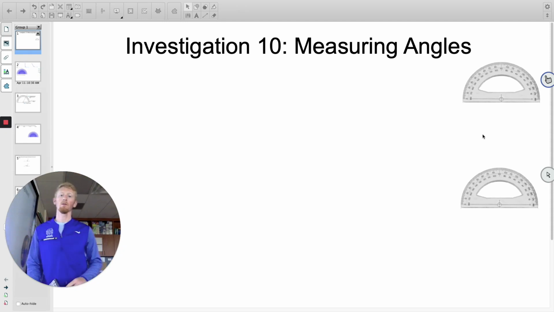All right, fifth grade, we are on Investigation 10. Have your notebook and your pencils so you can write a few of these things down to reference for later. Investigation 10 is all about measuring angles.